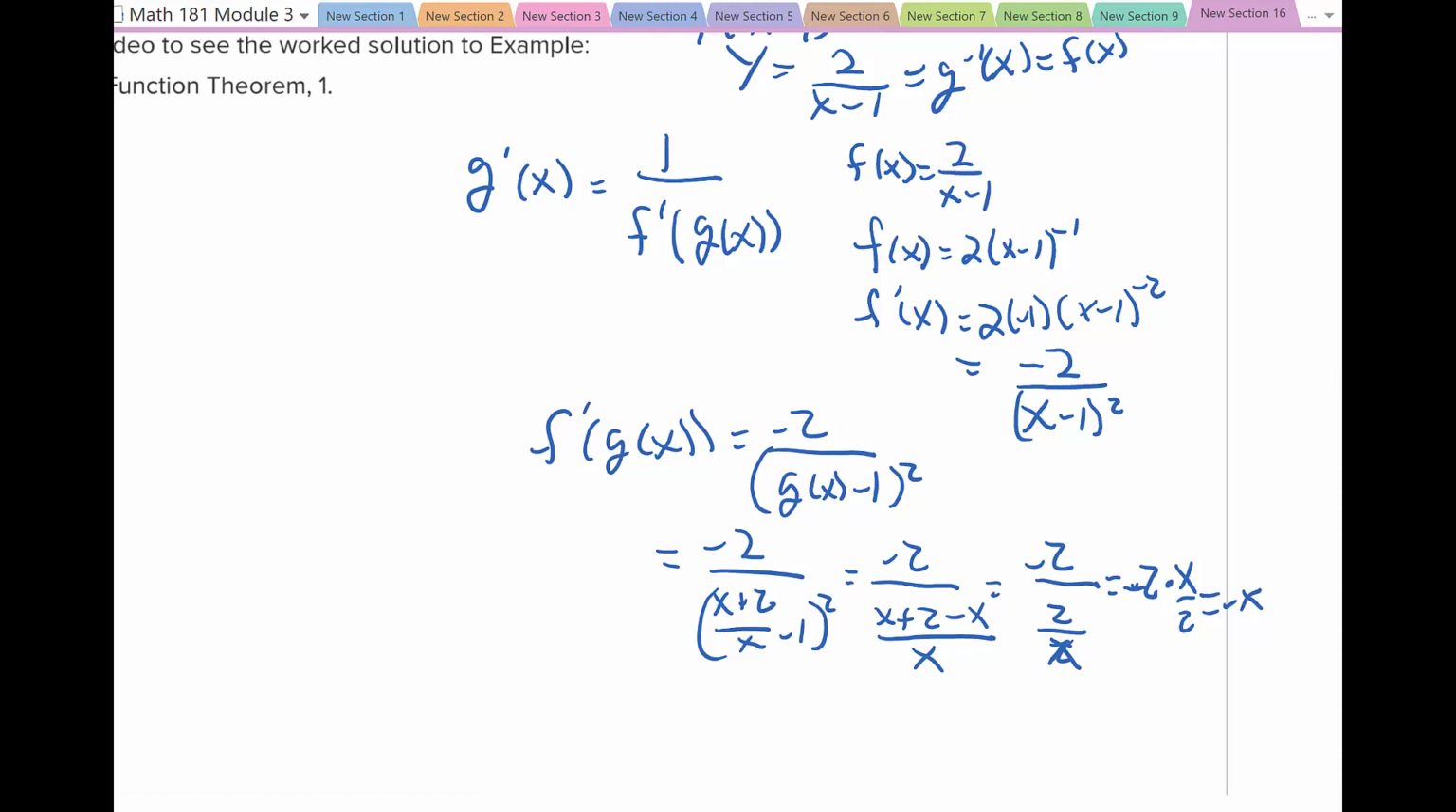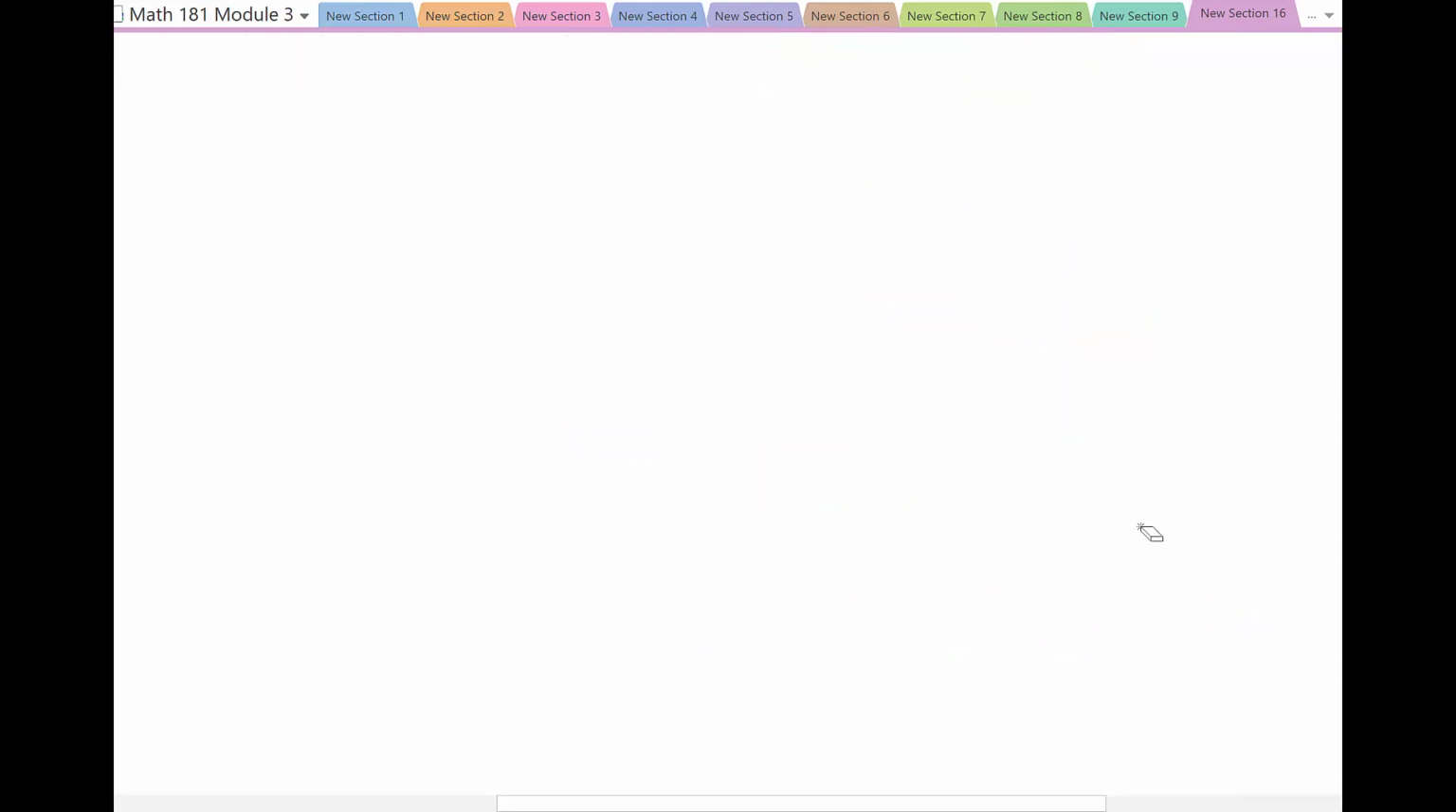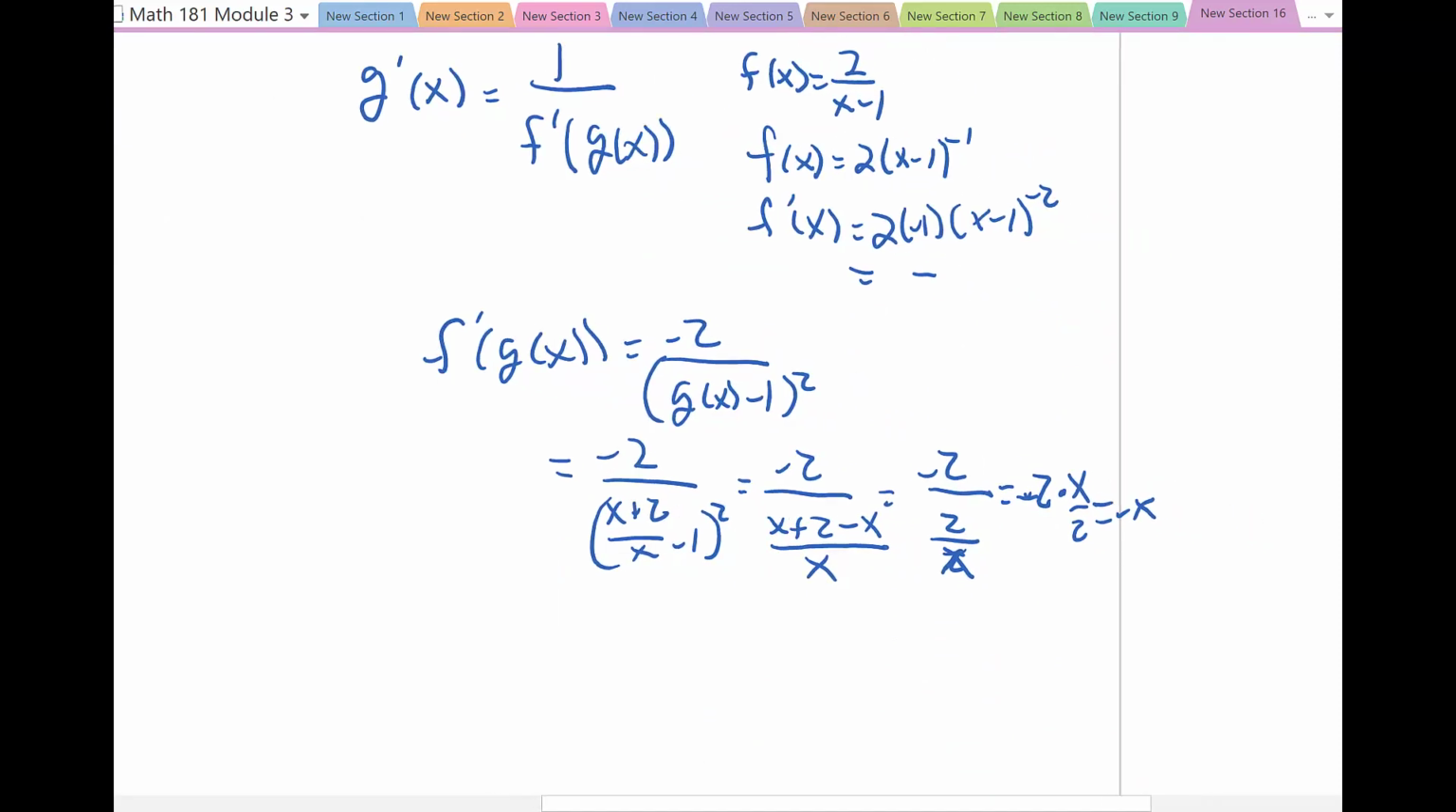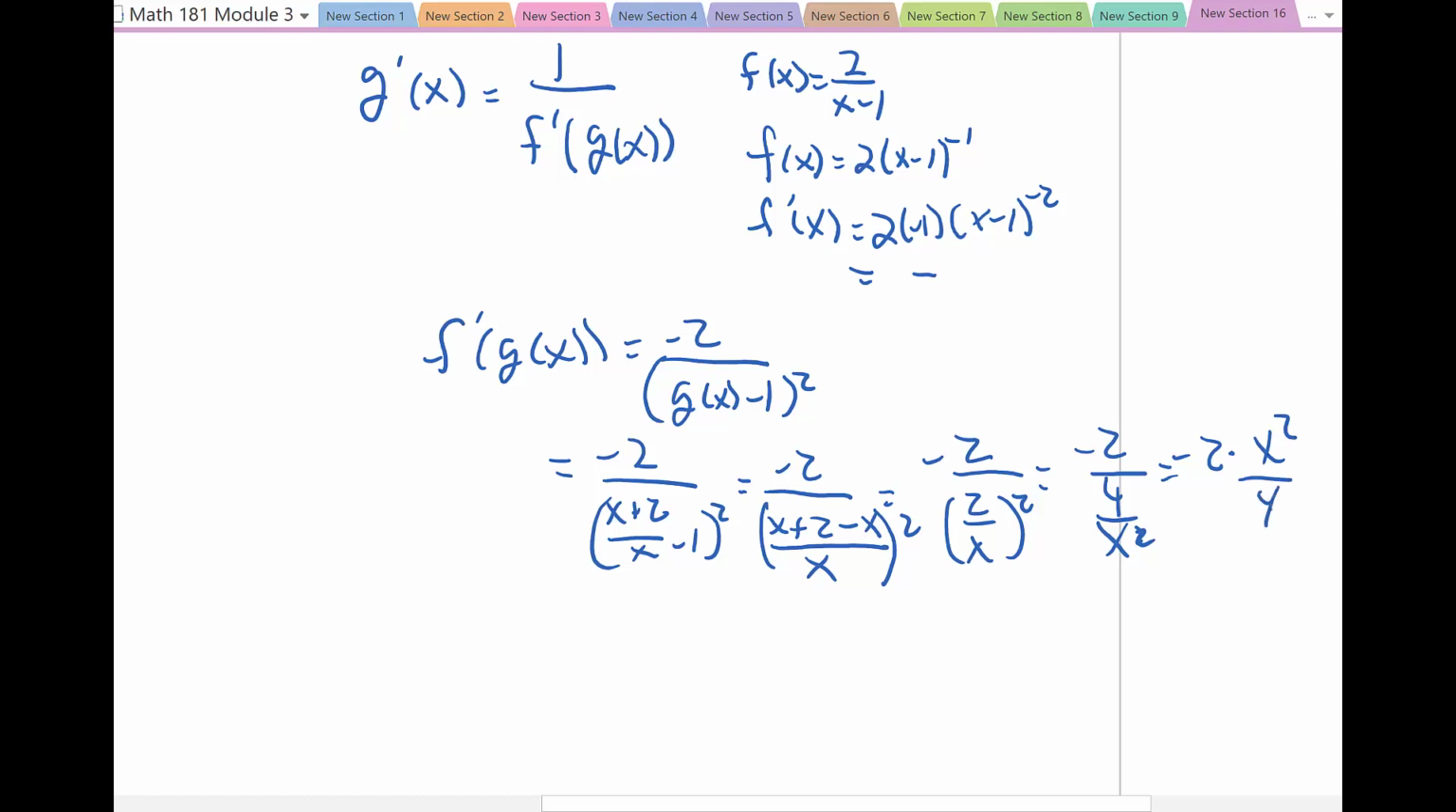I seem to have dropped a square back here, so let me back up a little bit. So this was squared. So it's going to be negative 2 over 2 over x squared. So that's negative 2 over 4 over x squared. So it's going to be negative 2 times x squared over 4. I don't like my squares today. So it looks like we have negative x squared over 2. Reduce that down. So that is f prime of g of x.